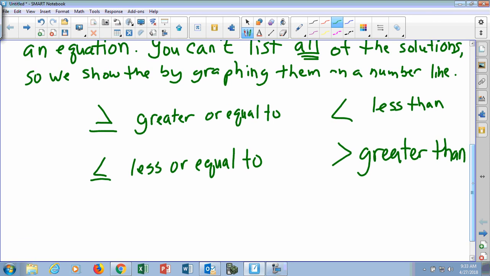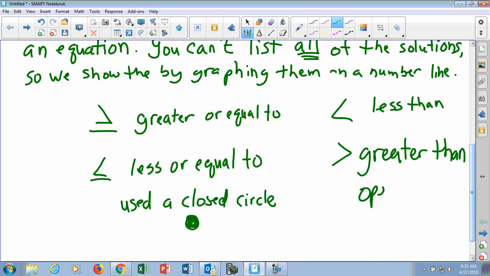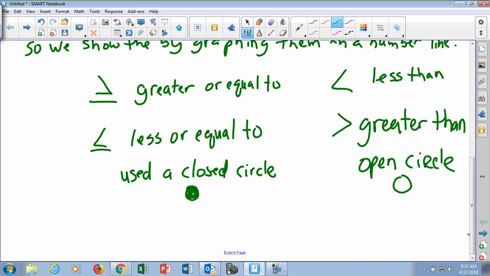Now, when you're showing this on a number line, anything that's greater than or equal to, you're going to use a closed circle, meaning a shaded in circle, when you show your points. Where this one, it's an open circle, because it doesn't include that point. Closed circle for anything that's equal to. For anything that's just greater than or less than, it's open circle. And I'm going to show you 2 examples here in just a second. Just want to let you get that down. And then we're going to do a bunch of practice.